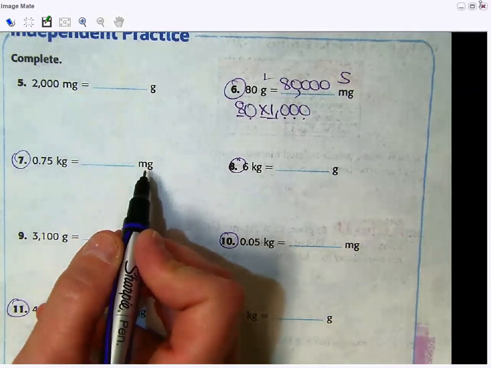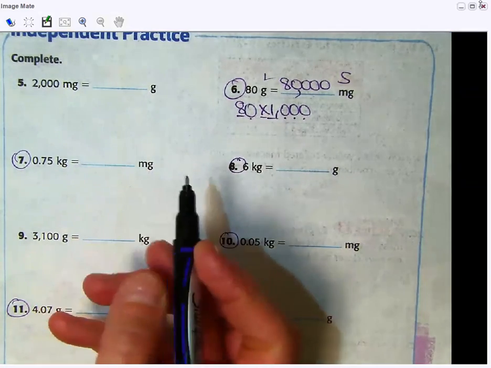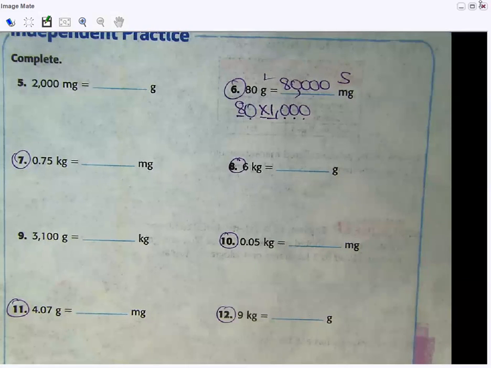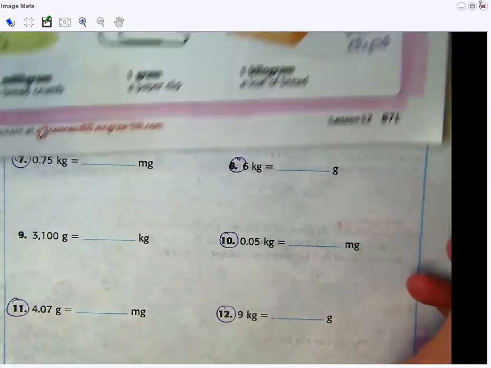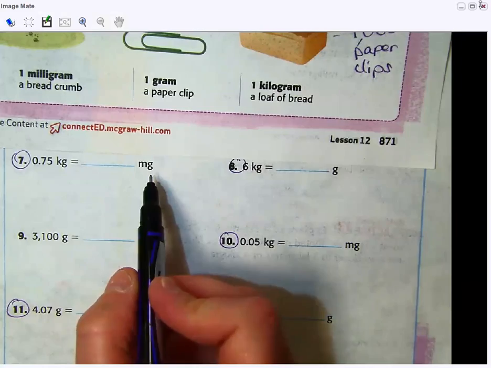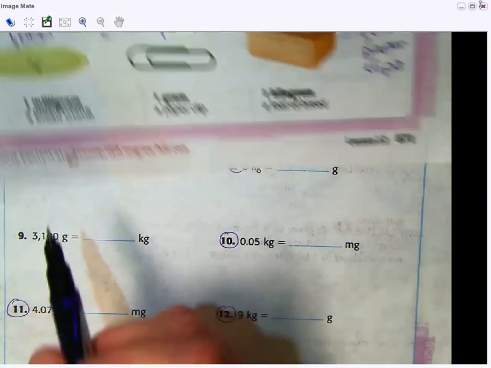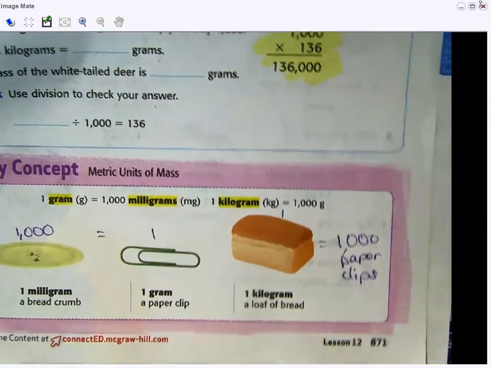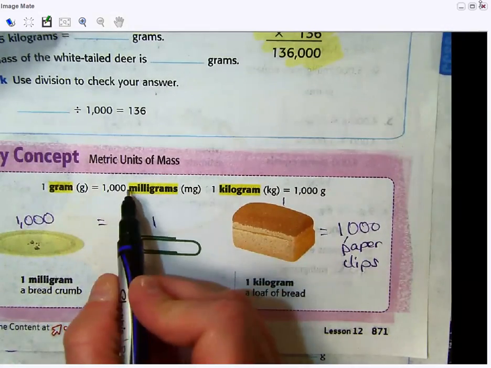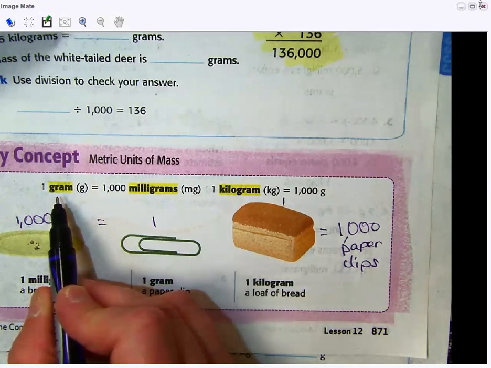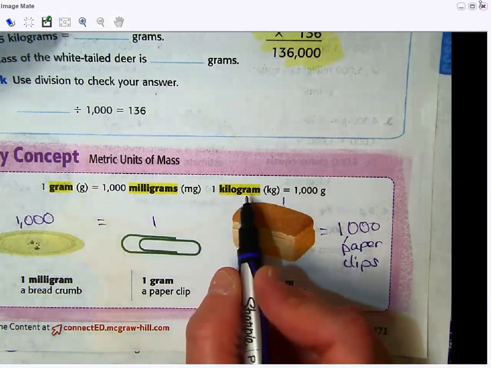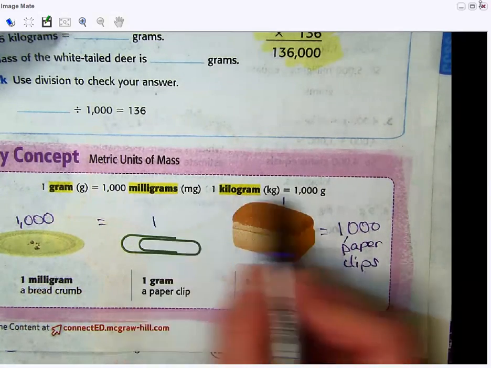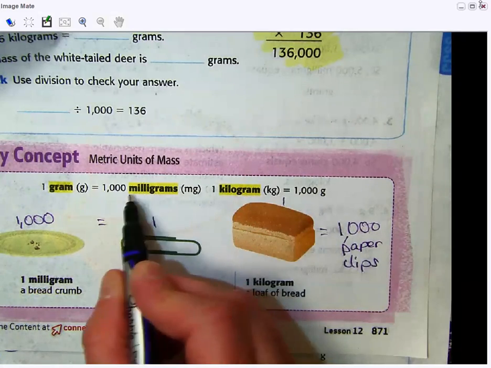kilograms to milligrams. So this is where I was talking about going from a larger unit to a smaller unit, but you have this conversion chart to look at, but notice that they don't have milligrams to kilograms. So this is where you're going to have to figure out how many milligrams are in a kilogram. So if you know that there are 1,000 milligrams in 1 gram and there are 1,000 grams in 1 kilogram, you look at converting this to milligrams.